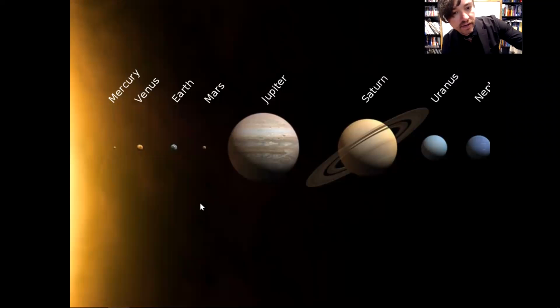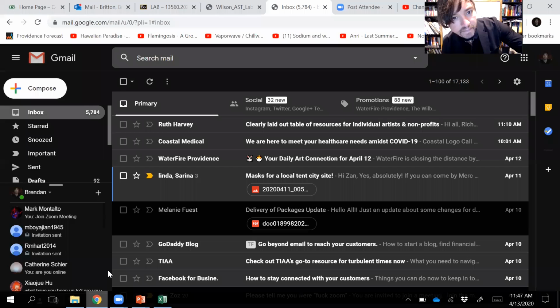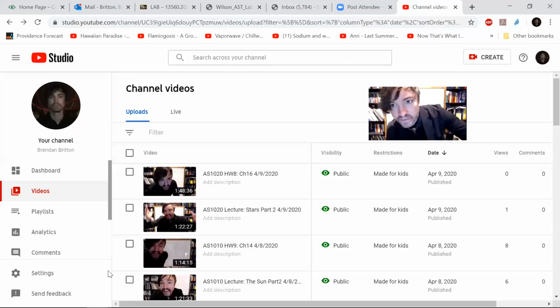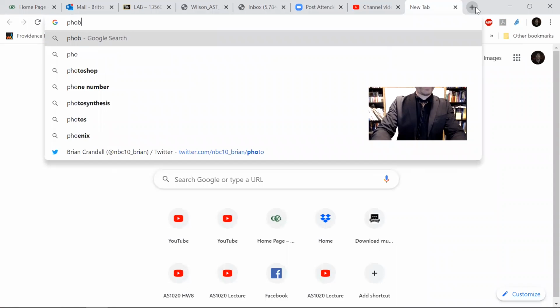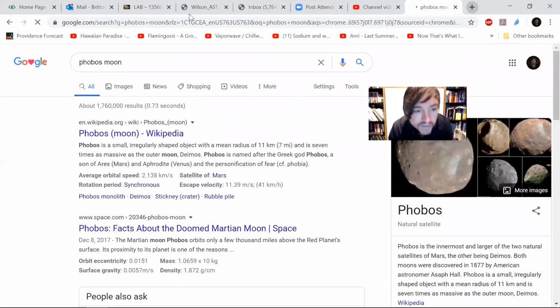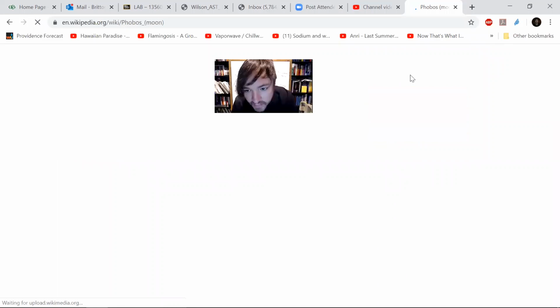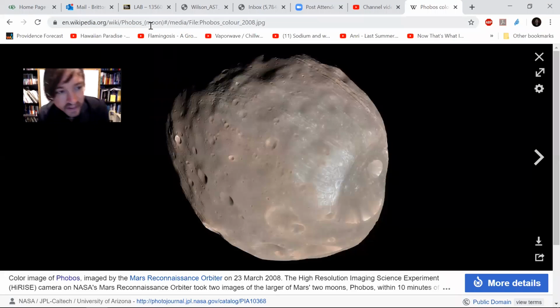They're basically just glorified asteroids. If you guys would like to see a picture of one... So neither Mercury nor Venus have moons. If you'd like to see a picture... Hold on a second here. My face is in the way. Okay. We don't have a good picture of Deimos because it's too small. We have a good picture of Phobos. Phobos is also really, really small. Here's a picture from the Wikipedia page. You can see it basically looks like a glorified asteroid, and that's because it is an asteroid.